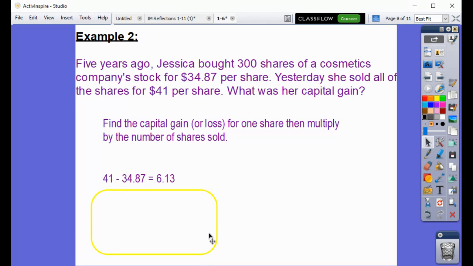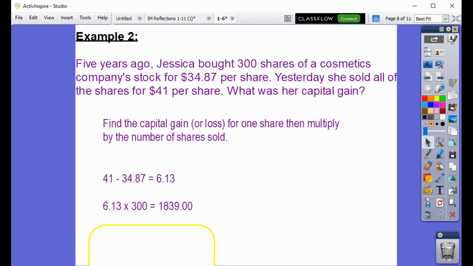So the first thing we want to do is take $41 minus $34.87. We get the amount she made per share was $6.13. Since she had 300 of them, we multiply it times 300. So she made a total of $1,839.